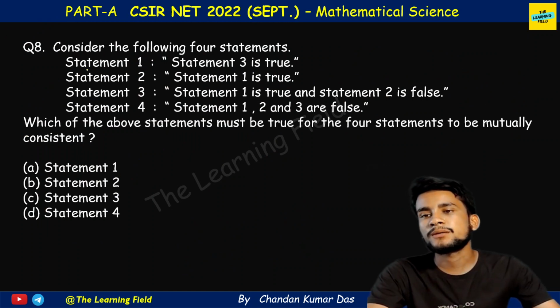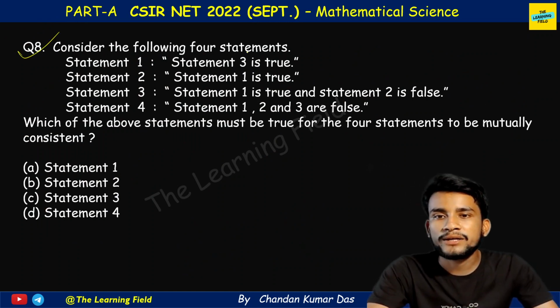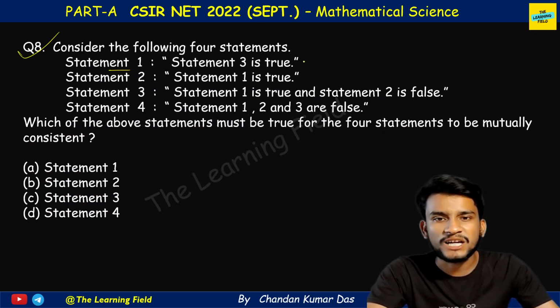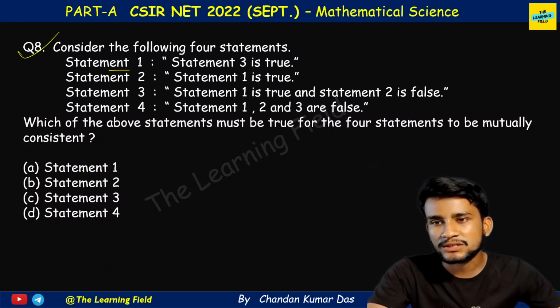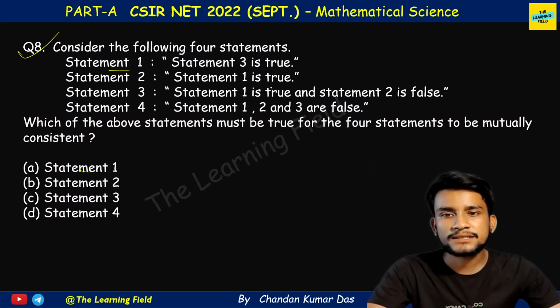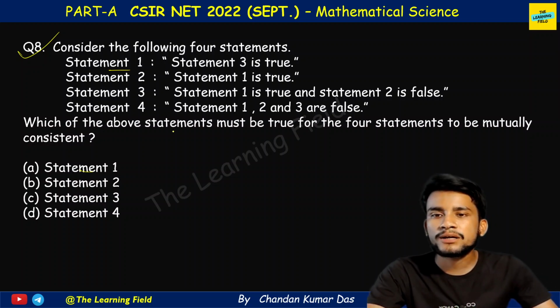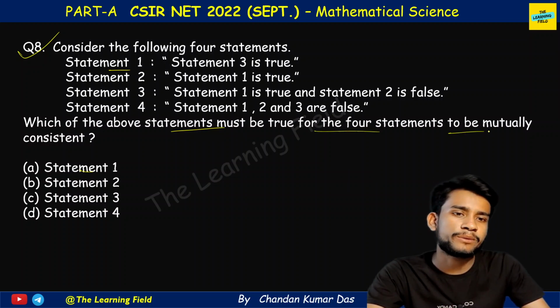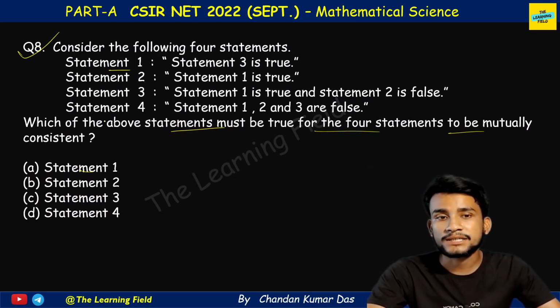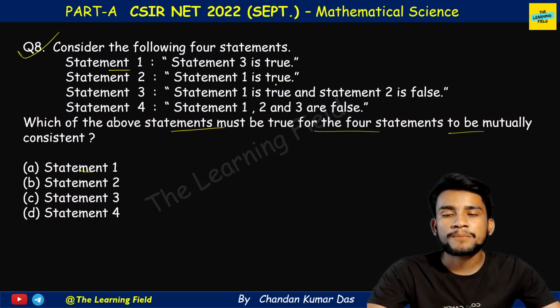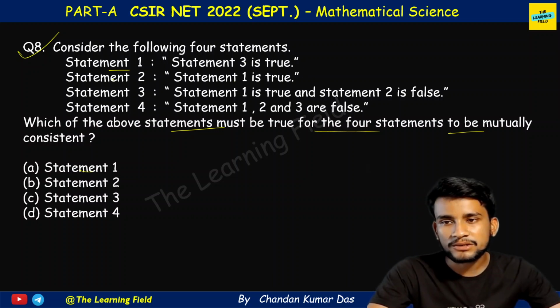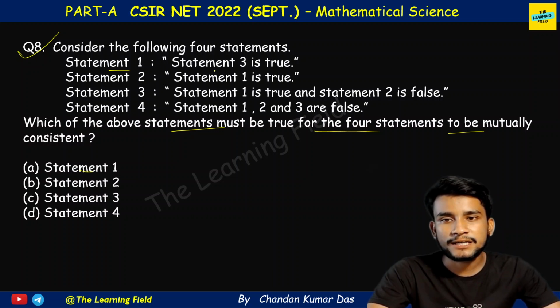Now question number 8 says: consider the following four statements. Statement 1 says that statement 3 is true. Four statements are given. Which of the above statements must be true for the four statements to be mutually consistent? Mutually consistent means, suppose what is given here, statement 1 says that statement 3 is true. So statement 3 is true, and statement 3 means this one.